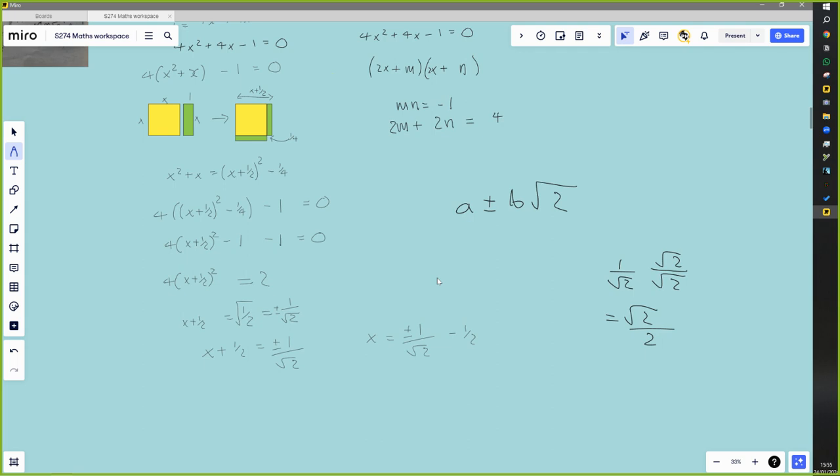Now we have x is equal to, in this format, negative a half, so that's my a, plus or minus a half root 2. So there we go, we've got the format. The a is negative a half and b is a half, and then here's the plus or minus. So that's it, I believe.